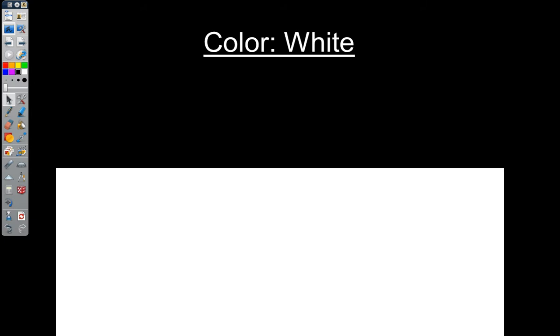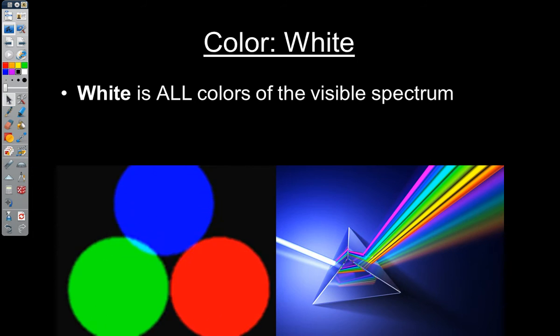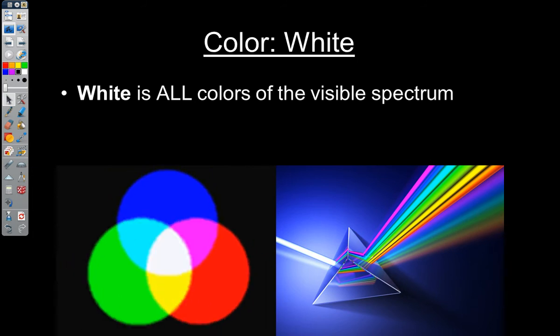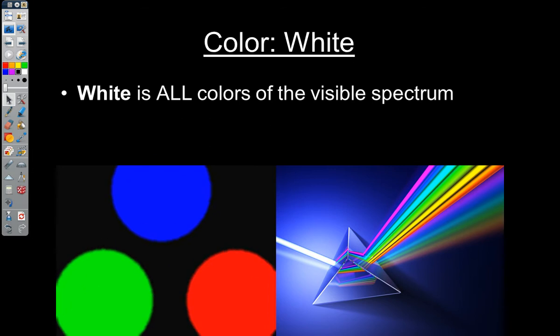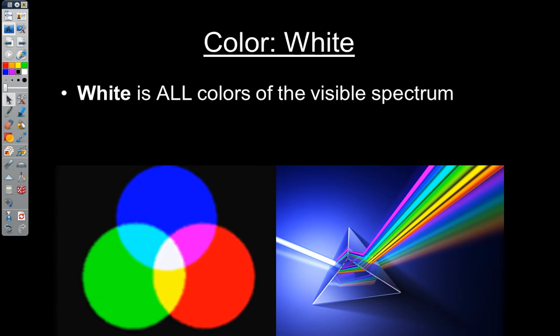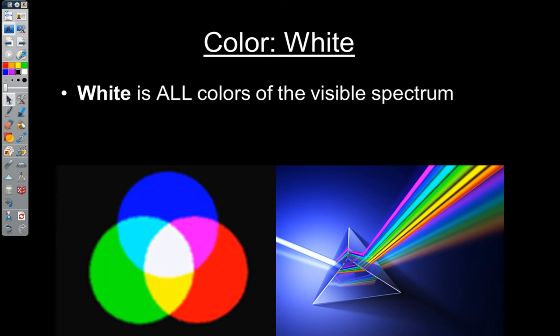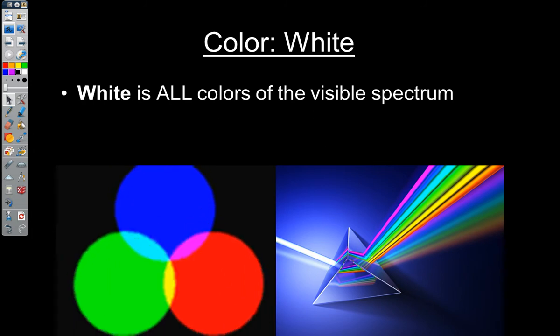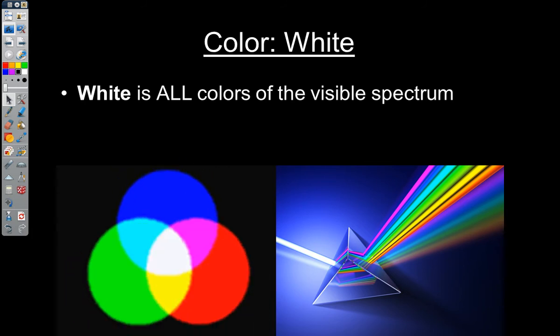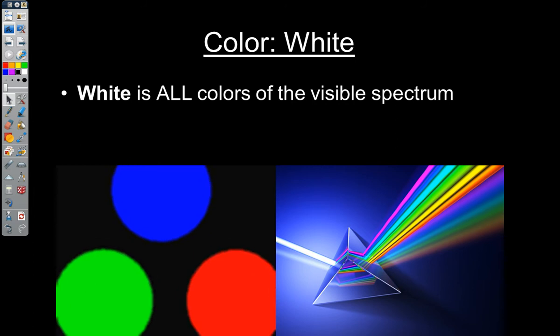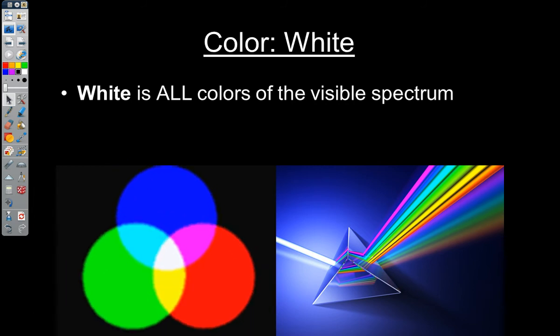So, white light. Anyone know what white light is? It's all colors. Okay, which you demonstrated in the lab, right? When you took a prism and you separated white light into all the colors, your rainbow. So white light, and it might be a good idea to put light after white so you don't forget. White light is a combination of all colors.